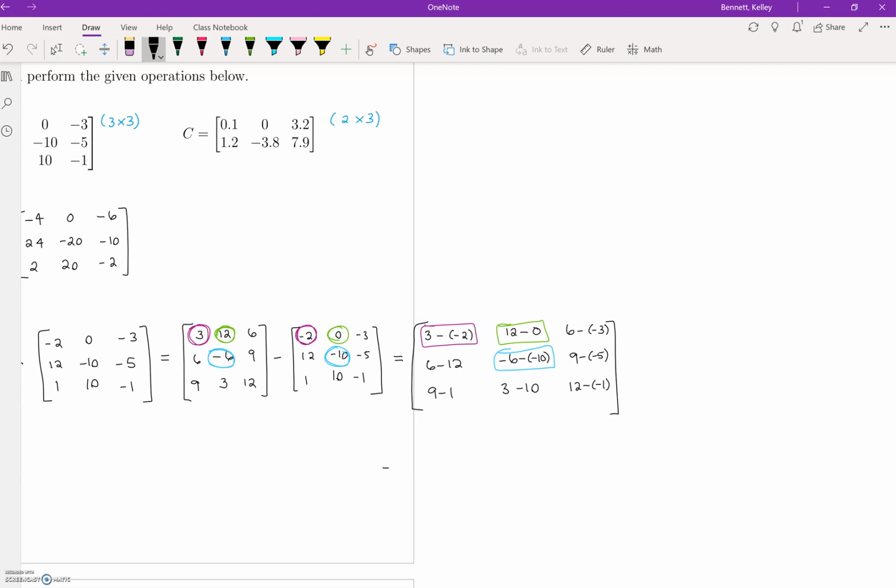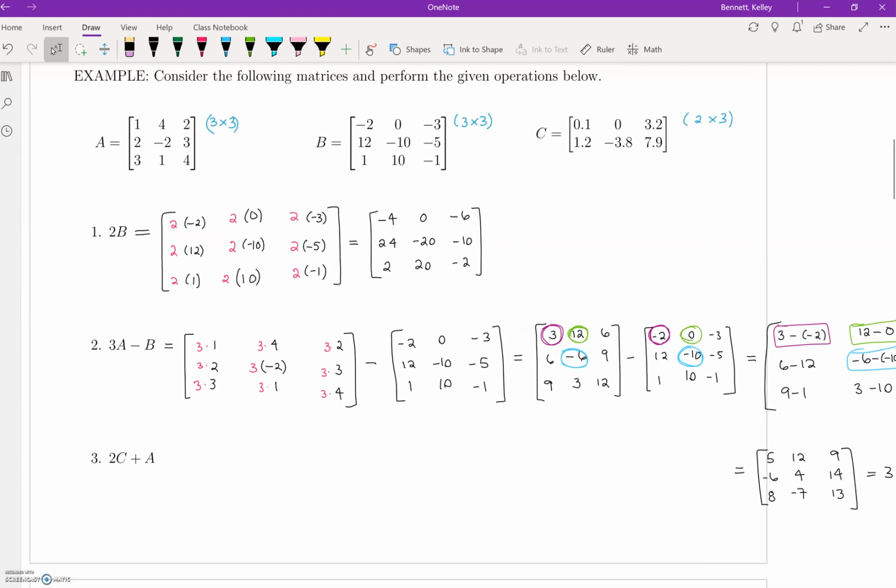So now I can just go ahead and simplify this. So up first row, first column, I get 5, followed by 12, then 9, negative 6, 4, 14, 8, negative 7, and 13. So this, since I've gone so far away, this was 3A minus B.